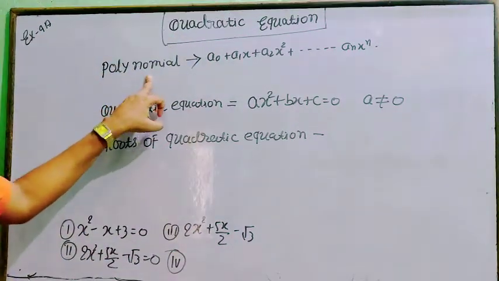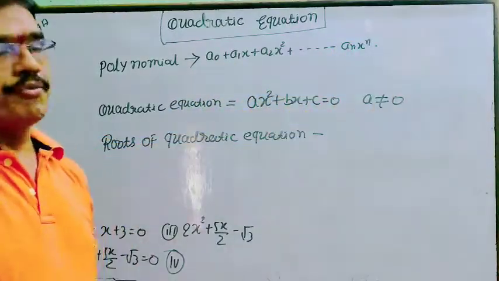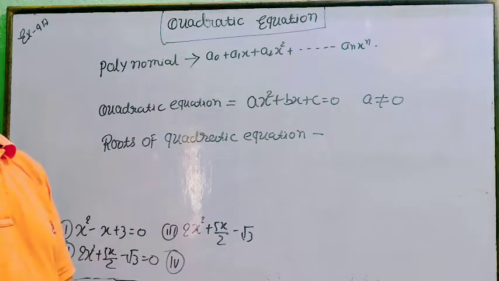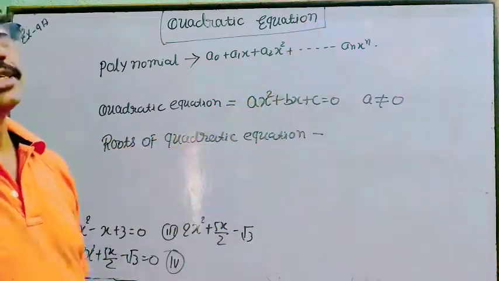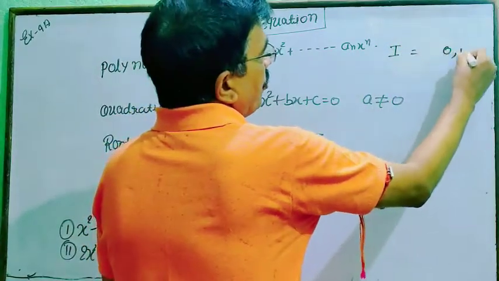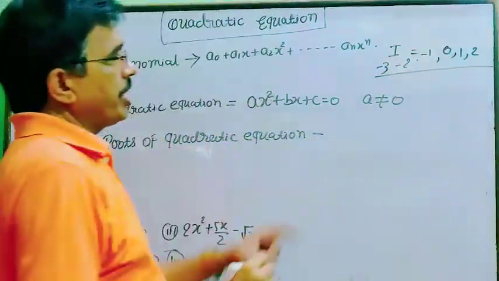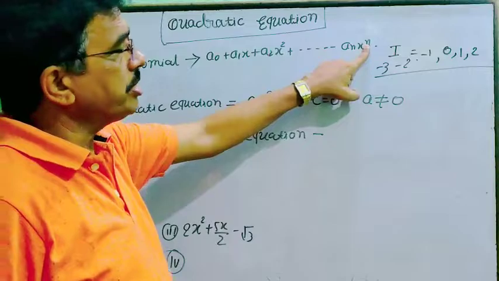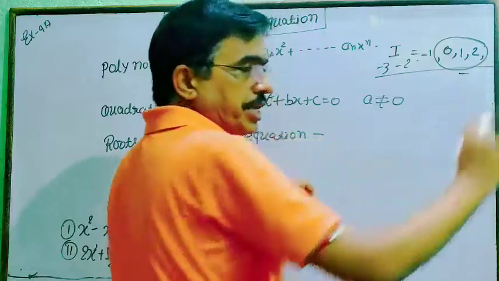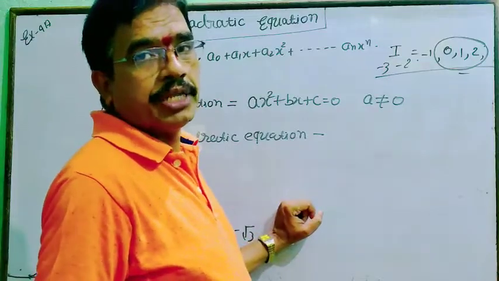First, what is polynomial? A polynomial is a0 plus a1x plus a2x square plus dot dot dot anxn, where n is a non-negative integer and a is a real number. Integers are 0, 1, 2 and -1, -2, -3, etc. But here, non-negative integers means only 0, 1, 2, 3, 4, 5, 6, etc. So the power in a polynomial is only positive, or maybe 0.